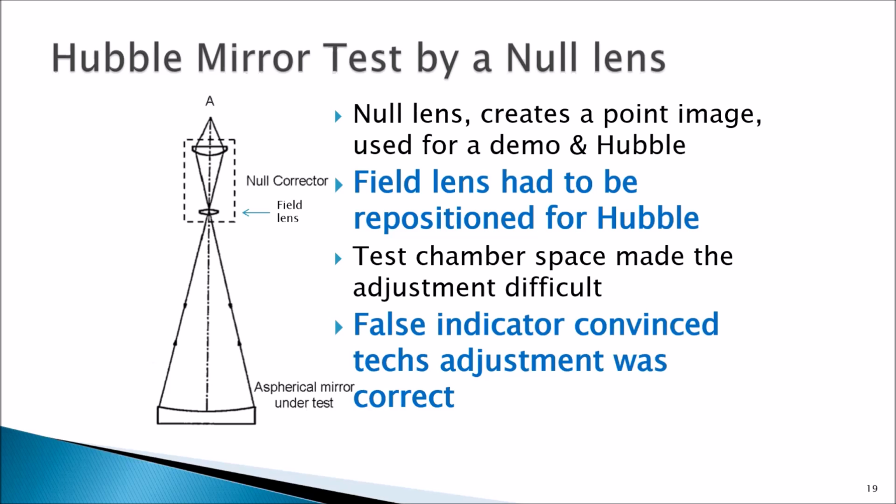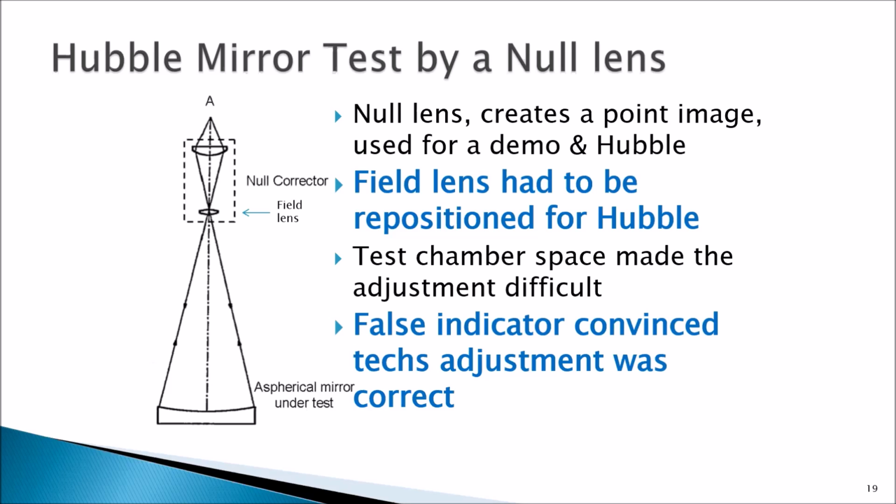Between the two mirrors, we had to reposition the field lens in the null lens assembly. Now, you have to imagine this is not a very simple task to do. In the test chamber, which was located where the mirror was being tested, the null lens is about 30 to 40 feet in the air, built on top of the chamber, with very, very difficult access to it. And the technicians were working literally blind.